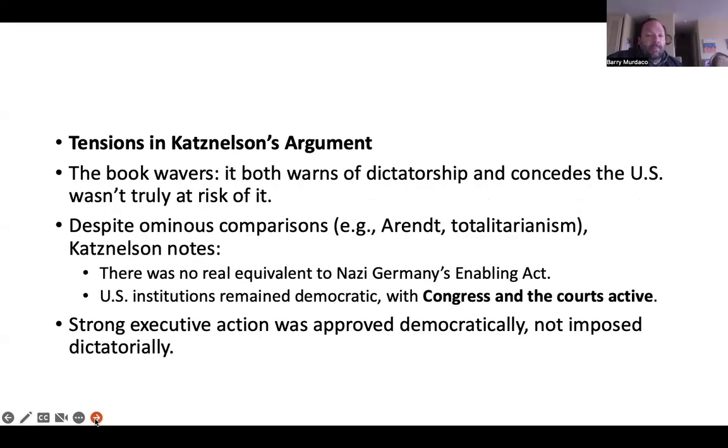Now I would point to certain tensions in Katznelson's book as well. He wavers to some extent. It both warns of dictatorship and concedes the U.S. was never truly at risk of it. So Katznelson, on the one hand, argues that the New Deal became a necessary thing to prevent a dictatorship from emerging in the United States, which explains why it was the most radical program of social reforms ever seen in the United States, even far exceeding what we've seen afterwards.